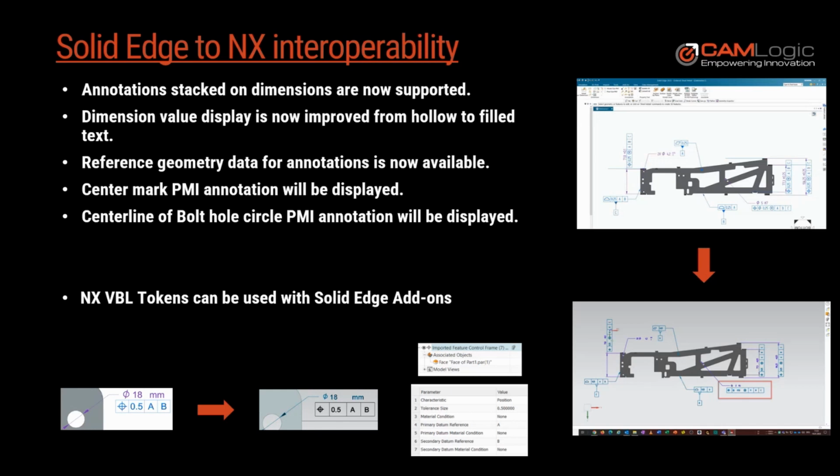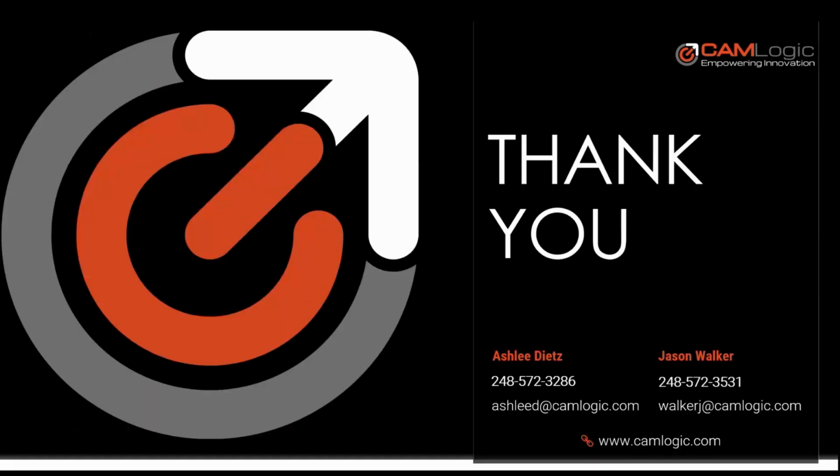Additionally, one other thing they've done that makes using the two together a little easier is they've made it so that the NX value-based licensing tokens are compatible with Solid Edge value-based licensing. What that means is if you have the NX tokens, you can use those to check out add-ons for Solid Edge. That would include generative design, electrical routing, simulation, etc.